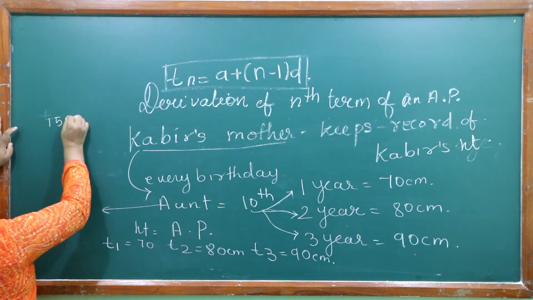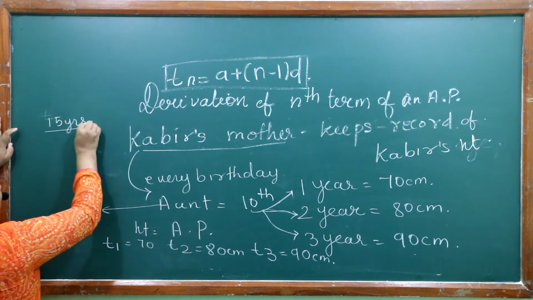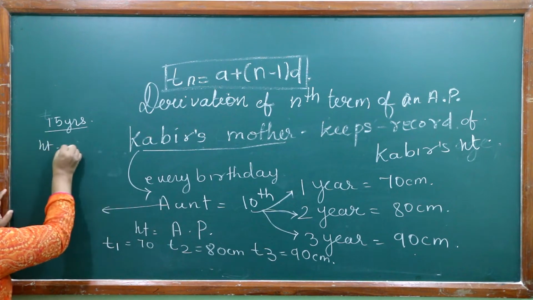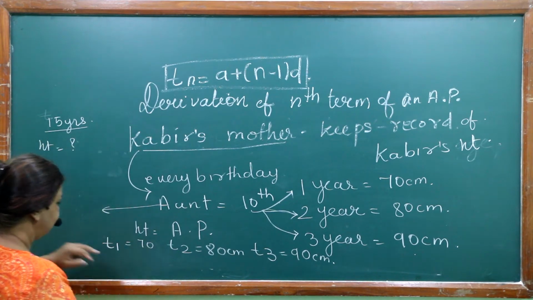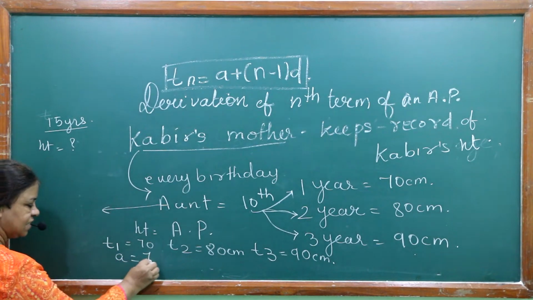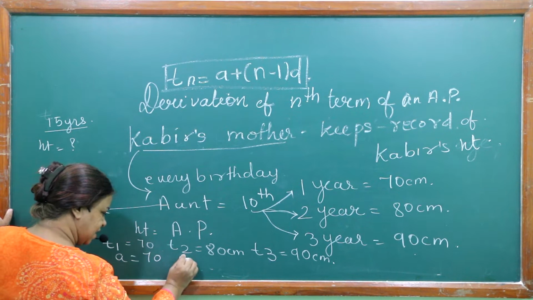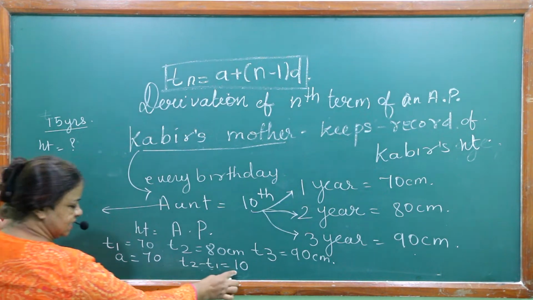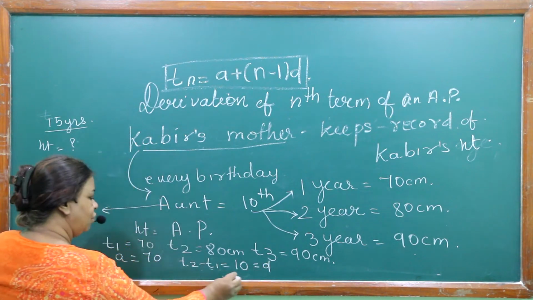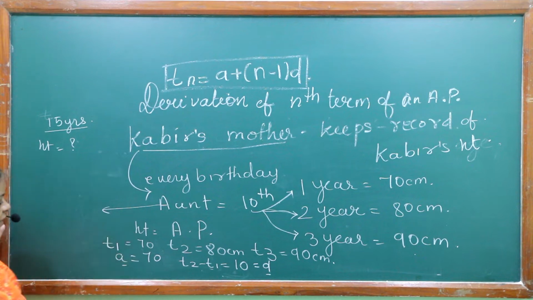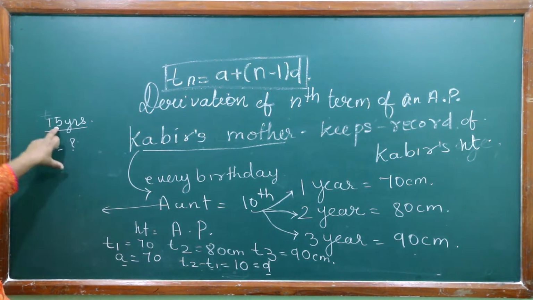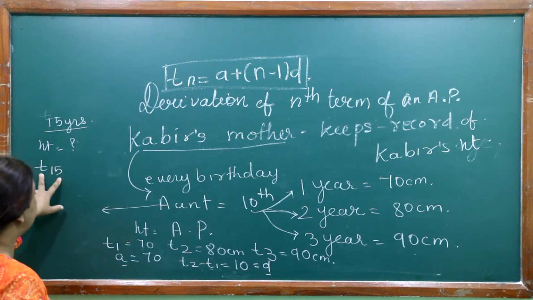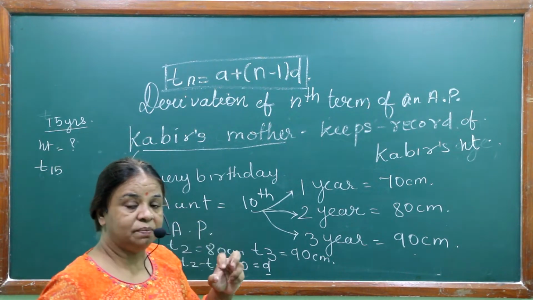So at the time when Kabir will be 15 years, what will be the height of Kabir? From here we can say A is equal to 70 and T2 minus T1 is equal to 10. 80 minus 70 is 10, which is equal to D. So we know D, we know A, and we also know n. What will be the height? T15, meaning at the age of 15 years, what will be Kabir's height?